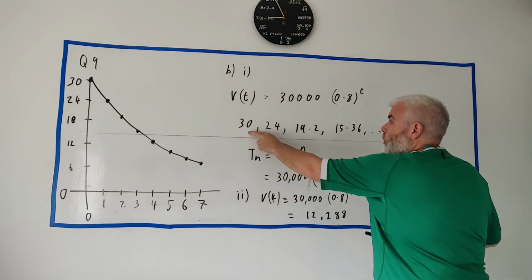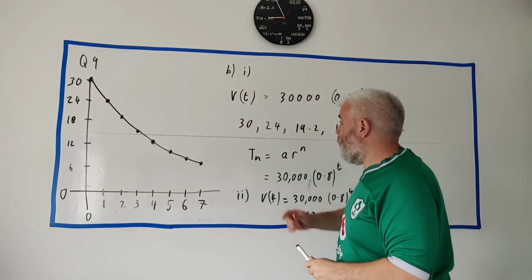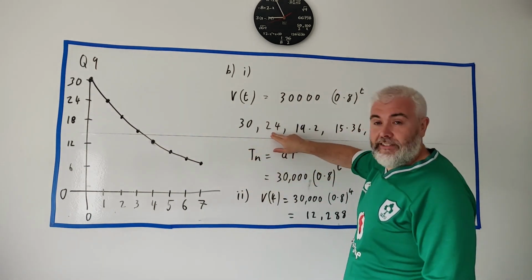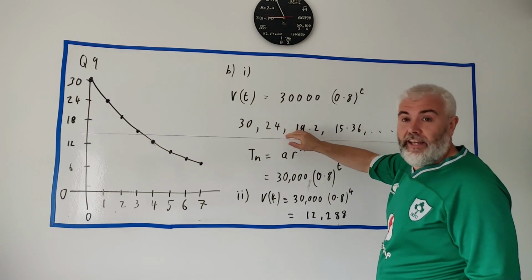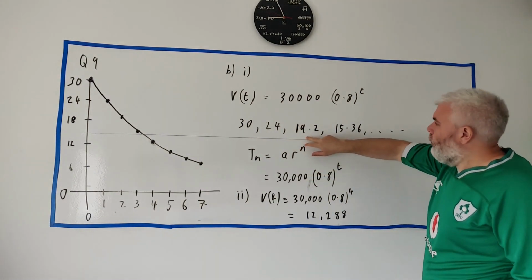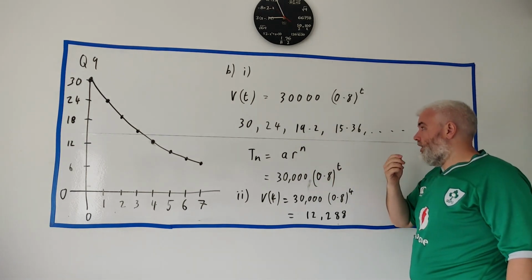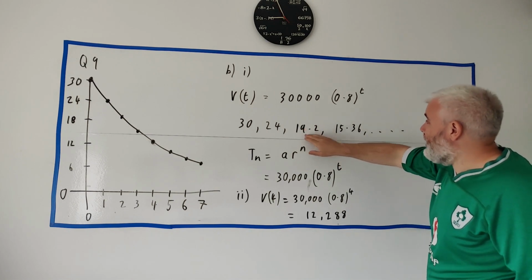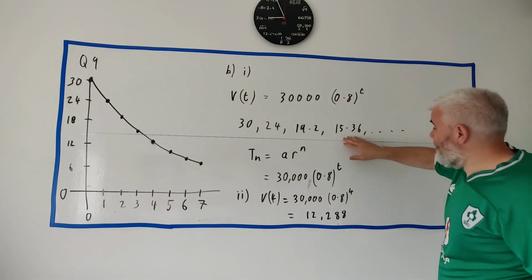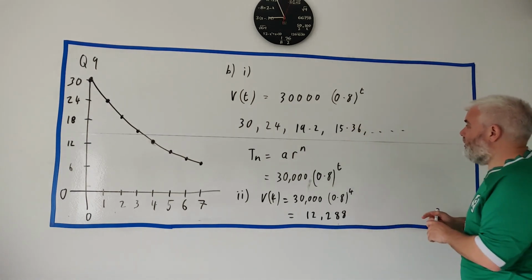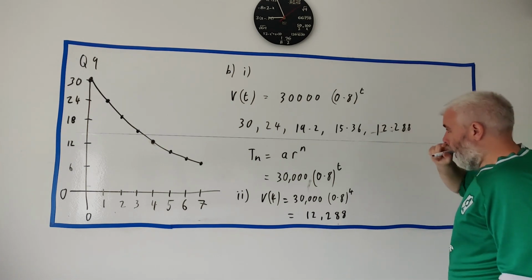Another otherwise would have been to notice this series. They said 20% every time. Well, you could just work it out slowly. 20% of 30 is 6, take 6 away. 20% of 24 is 4.8, take that away. 20% of this would be 3,840, I think. Take that away, we get this. 20% of this would be about 3,000, take that away. We would have got, no matter how you did it, 12,288.